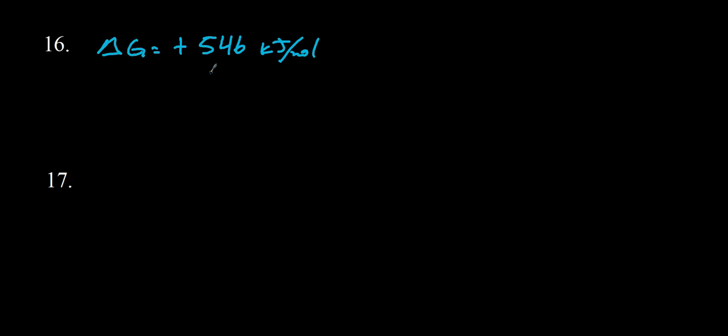All right, one more, number 17. I'm not going to read that out for you, but the information you need is given to you. Go ahead and pause the video and do that one. All right, so this time again, I rounded to 3 sig figs here. The value we get for delta S is negative 130 joules per mole Kelvin.